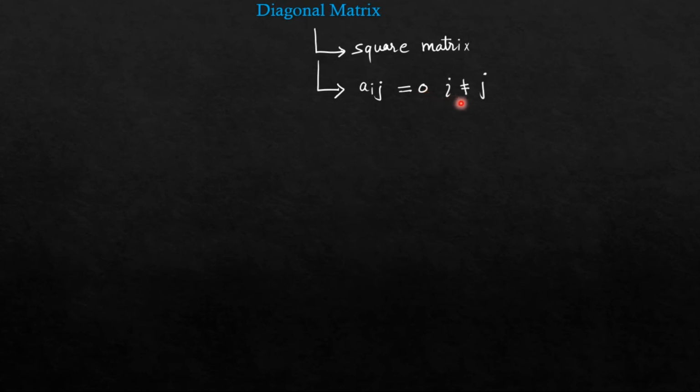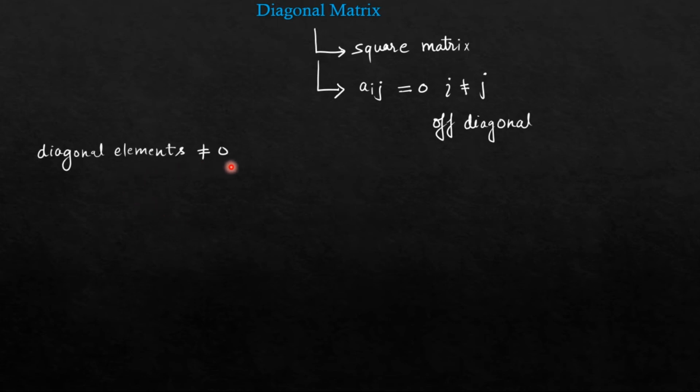Okay. The next classification we do is known as a diagonal matrix. Now, a diagonal matrix is a special case of a square matrix. That is, first of all, it must be a square matrix. Then all the elements will be equal to 0, that is, Aij is equal to 0 for i not equal to j. The elements where i is not equal to j are known as off-diagonal elements. That is, all off-diagonal elements must be 0. That is, only diagonal elements are non-zero.